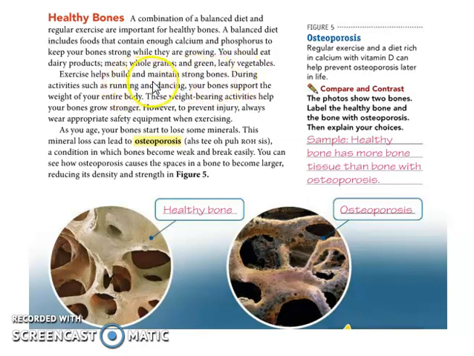Exercise helps build and maintain strong bones. During activities such as running and dancing, your bones support the weight of your entire body. Those weight-bearing activities help your bones become stronger. That's why when you go to the gym, the instructor will tell you to do some exercise to make your body stronger. He is referring not only to the muscles but also to the bones, because there are some trainings that make your bones really stronger.